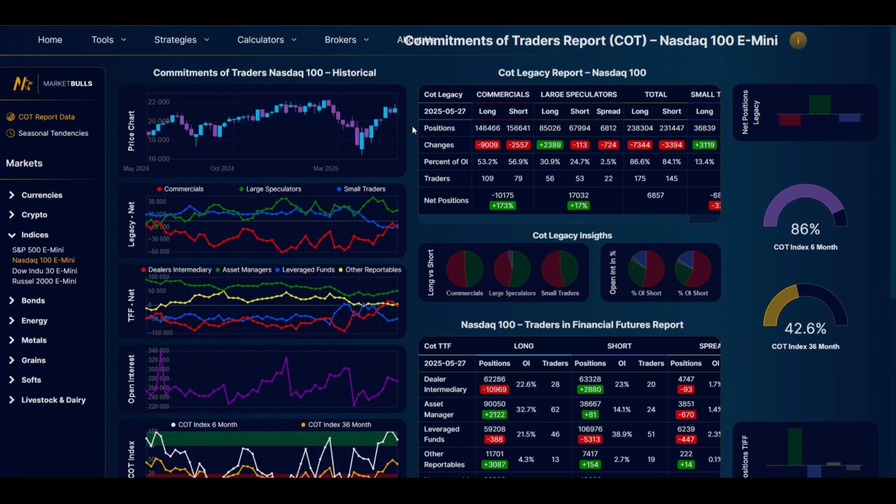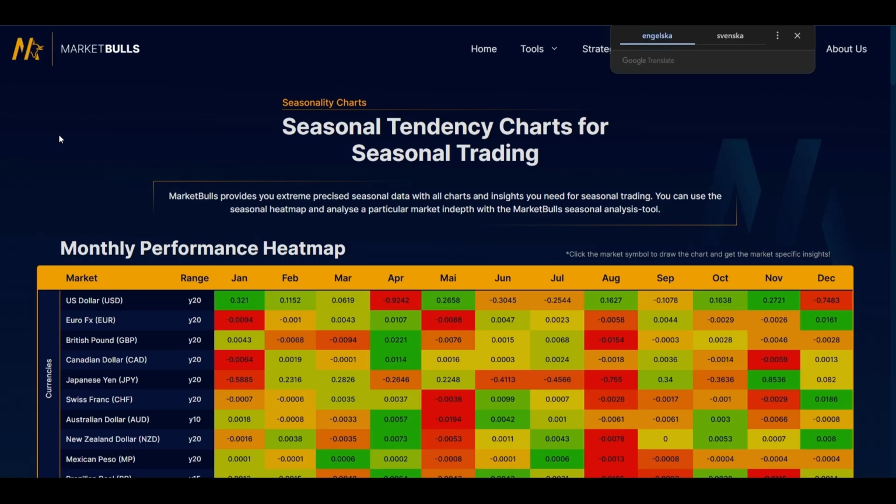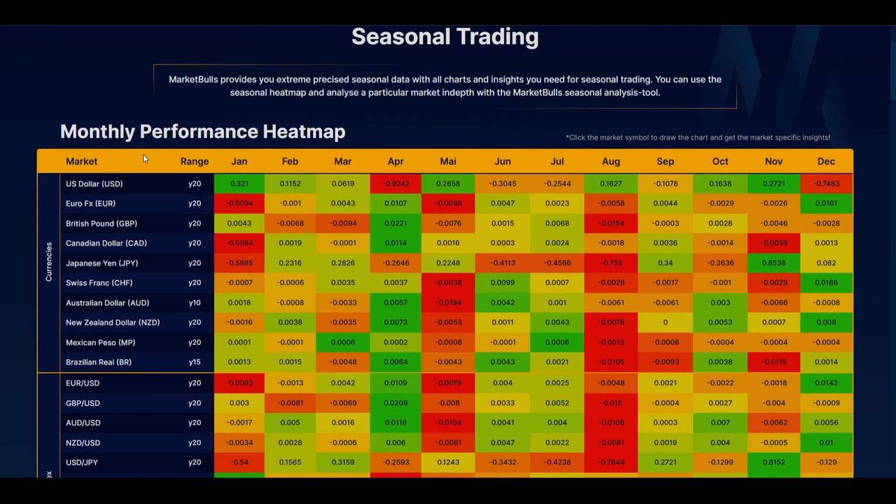Right, let's move to seasonal tendencies now. Seasonal tendencies are very easy, and we're going to talk about what distinguishes us. What I talked about for indices is very different. We read COT for indices very differently than I do for FX. They're two totally different things.